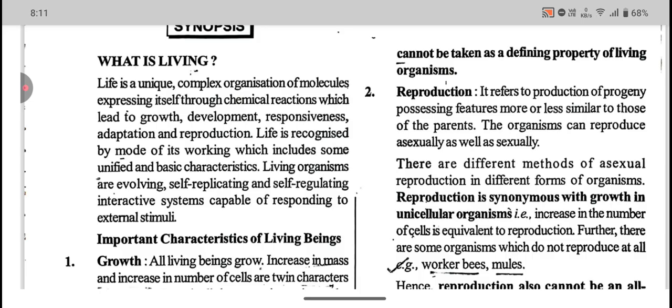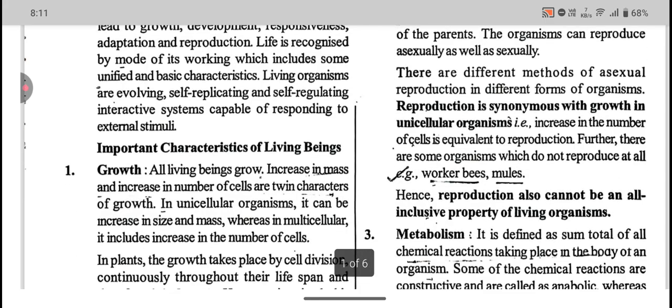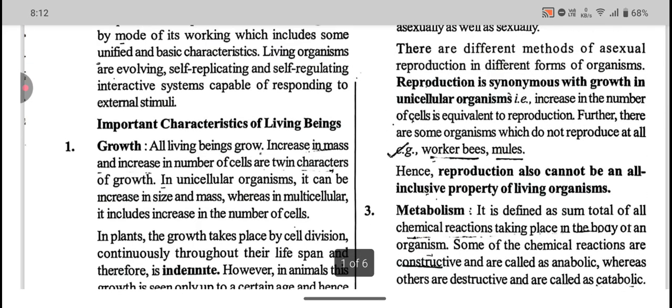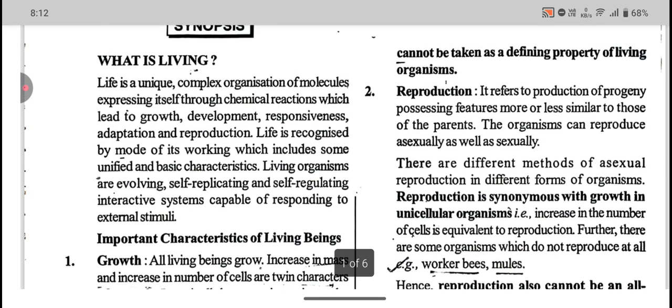So there must be other characteristics which we need to consider in order to differentiate living organisms from non-living things, as growth can be shown in both living and non-living things. In living things, increase in mass, increase in cell size and increase in cell number refer to growth, but these characteristics may also be shown by non-living objects like mountains. So in order to break this confusion, we need to take other characteristics into account.